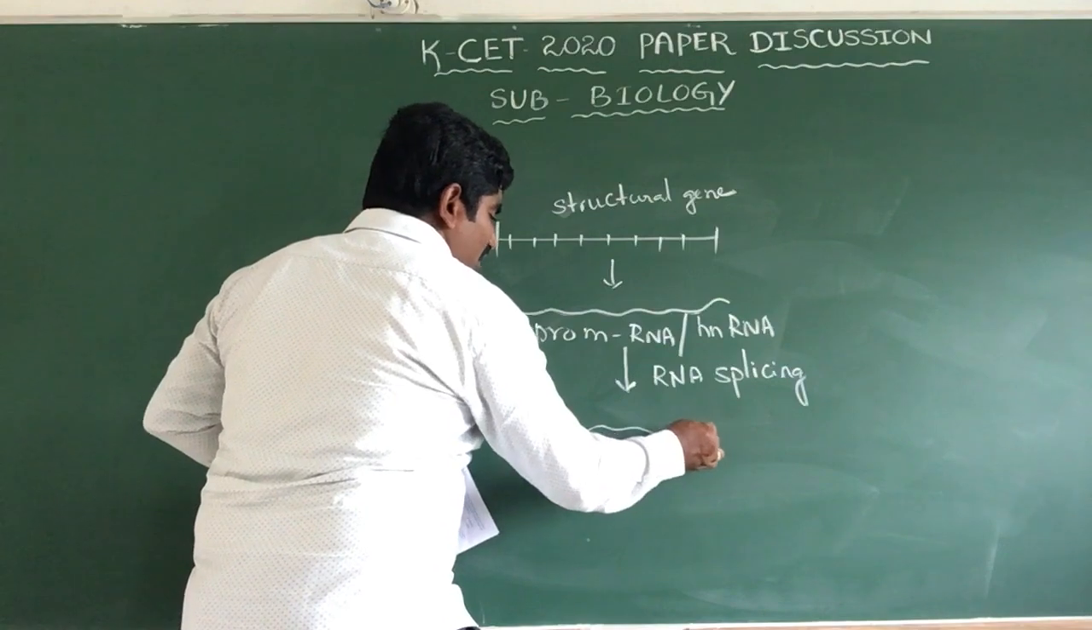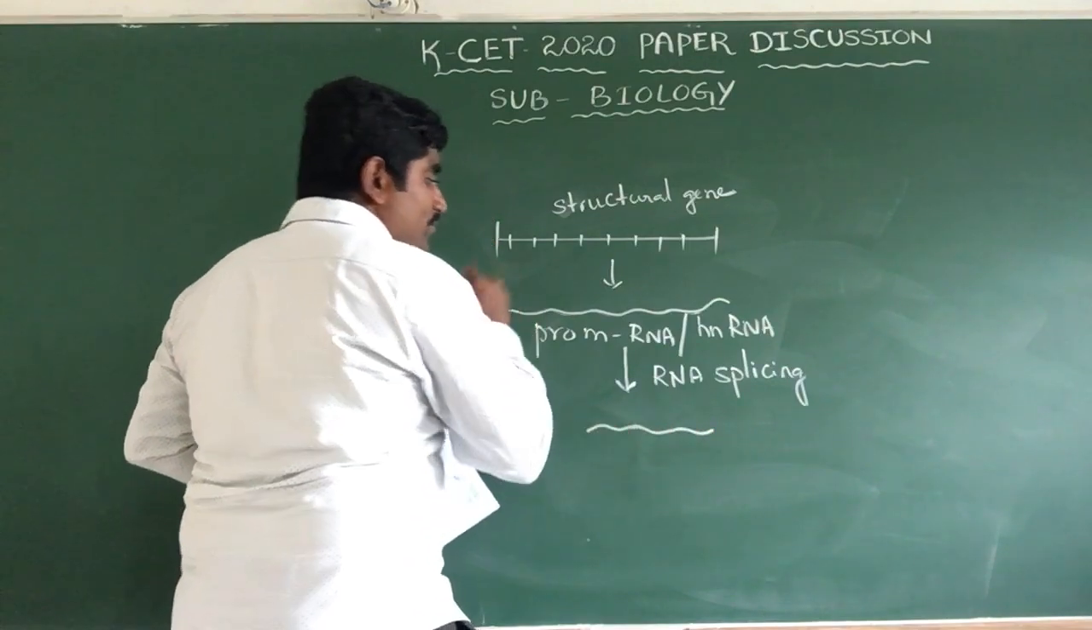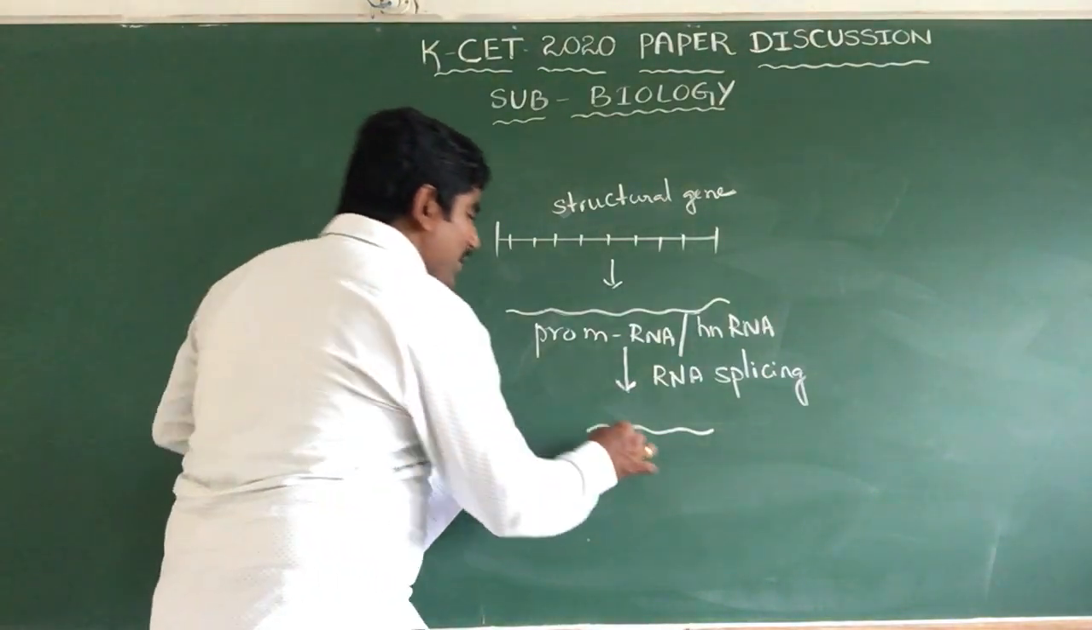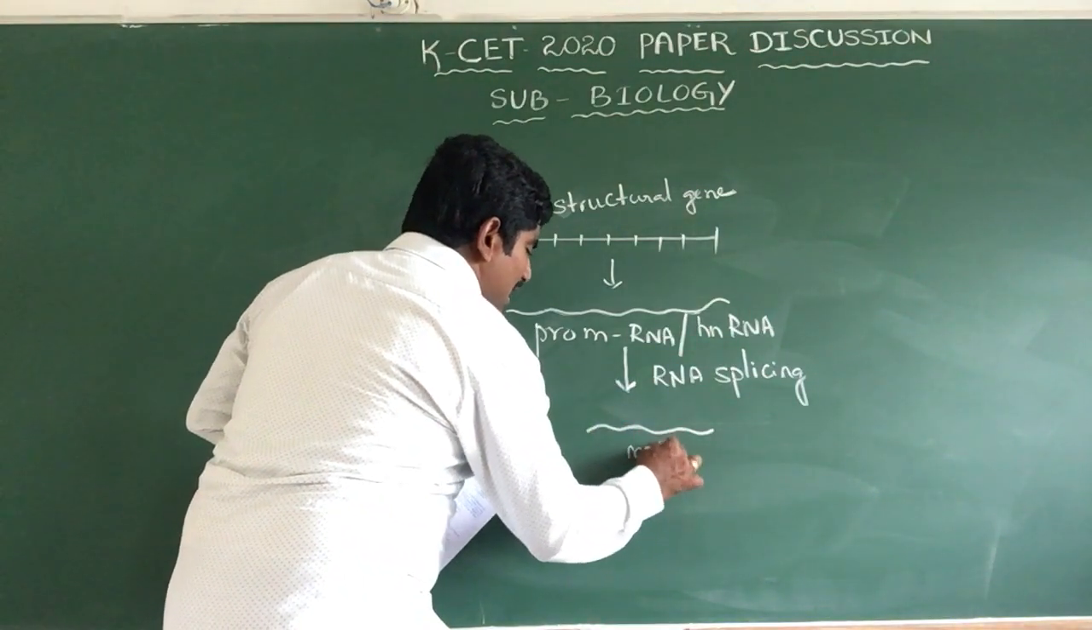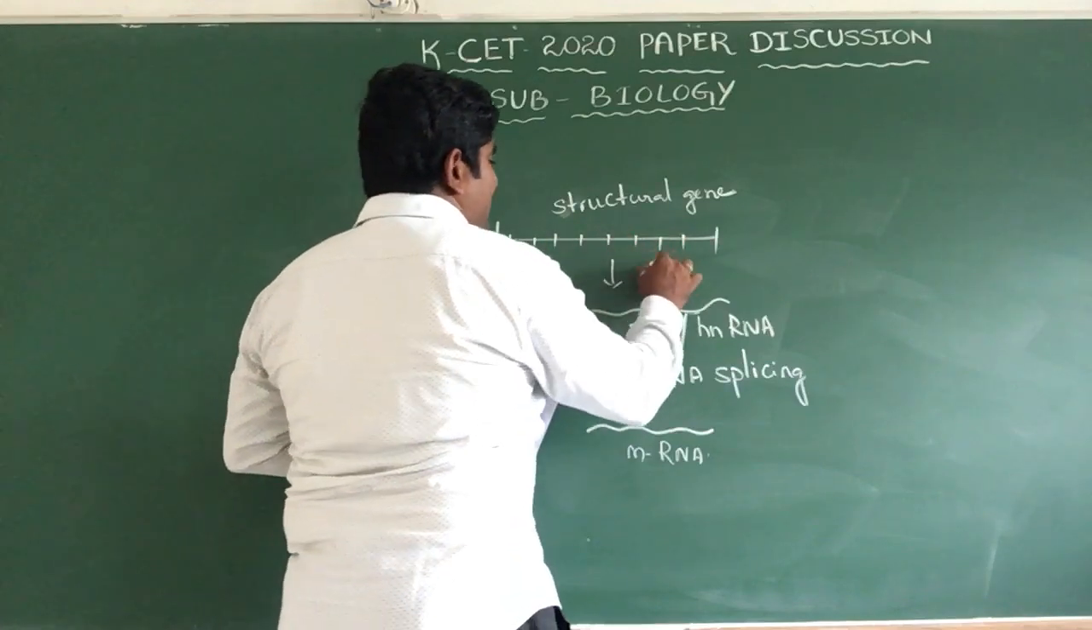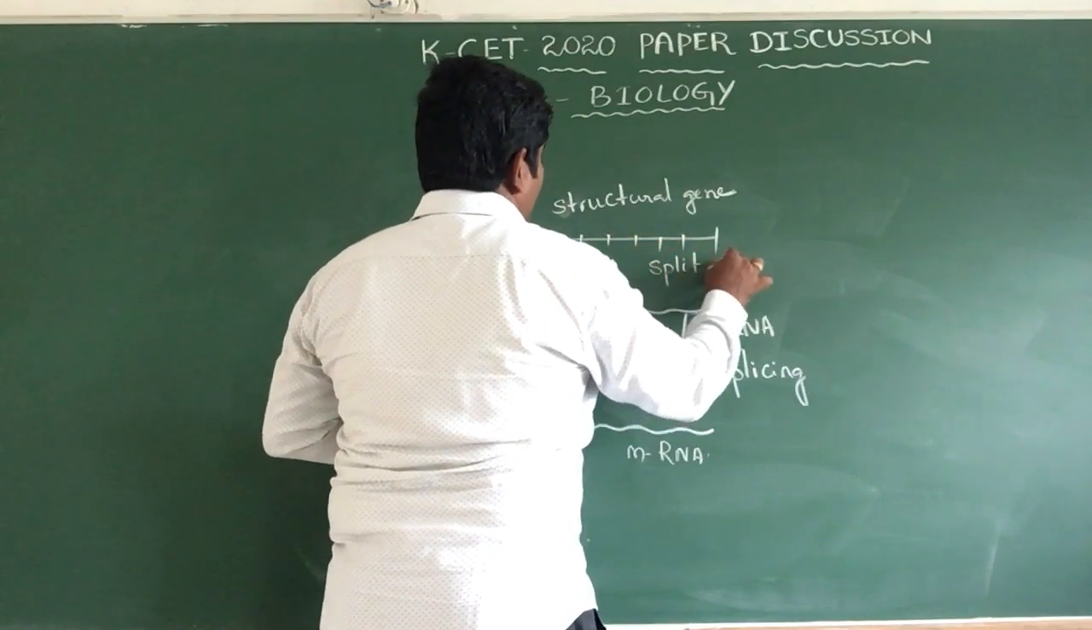But after splicing, what will happen? Some of the introns will be removed, so the size of the RNA will be decreased. Now this is called mRNA. So the mRNA does not contain all the codes here, because these genes are known as split genes.